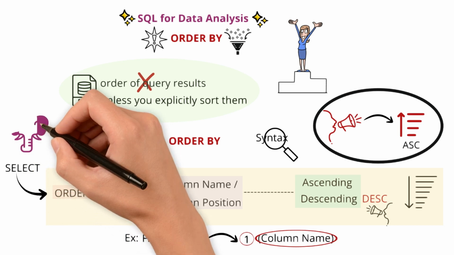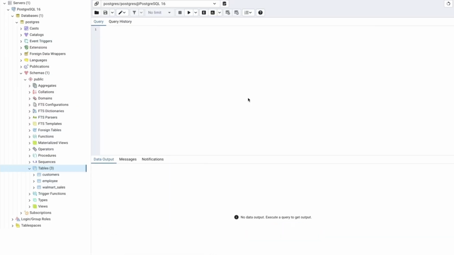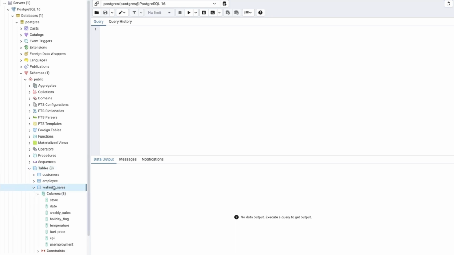Now let's turn to PostgreSQL to get some hands-on. Open PostgreSQL. Let's use the table Walmart sales to learn our ORDER BY. Remember, this is the Kaggle dataset that we imported into PostgreSQL in our previous episode. So let's use the same for our practice.